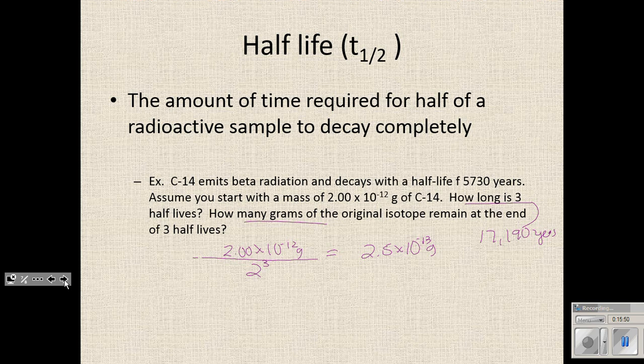One other way you can do that, if you don't like raising that to the power, you can just divide that number by 2 3 times. So if you put in your calculator 2 times 10 to the negative 12, divided by 2, hit equals, divided by 2, hit equals, divided by 2, you're going to get the same answer, 2.5 times 10 to the negative 13 grams left.